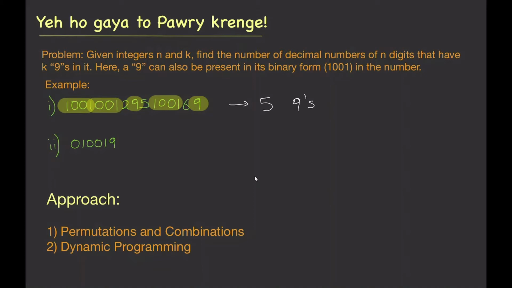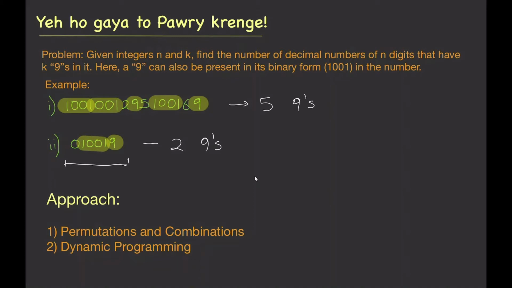So let us see another example here. So you have this number 010019. So here we have the first occurrence of 9 as this 1001, and then we have the second 9 as this. So here there are two nines, and the reason for putting this test case is this is a 6-digit number, so we are allowed to have zeros preceding, say zeros at the start of that number. Hence this is a valid 6-digit number.